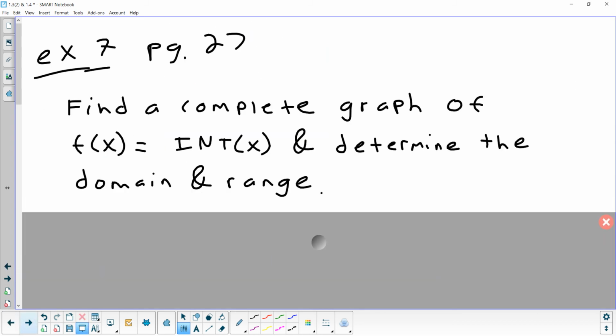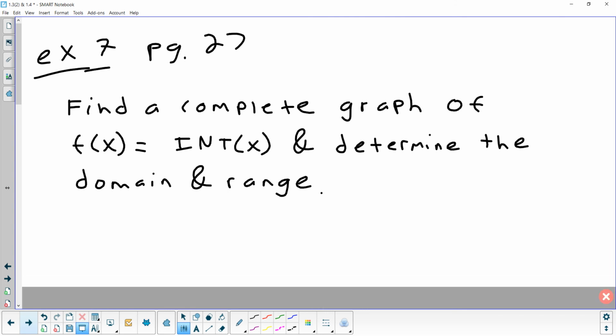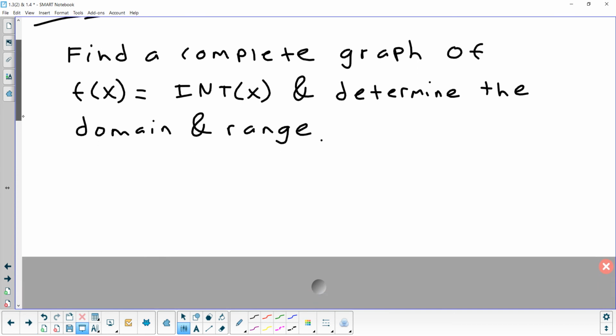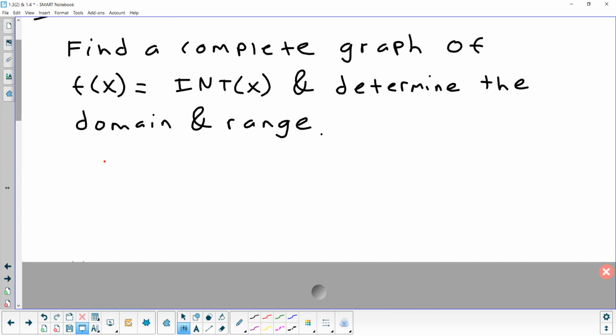All right, so I already did a complete graph. I would say negative 10 to 10, negative 10 to 10. The standard window is fine. But let's determine the domain and the range.